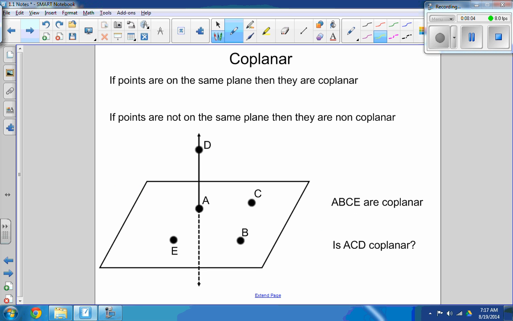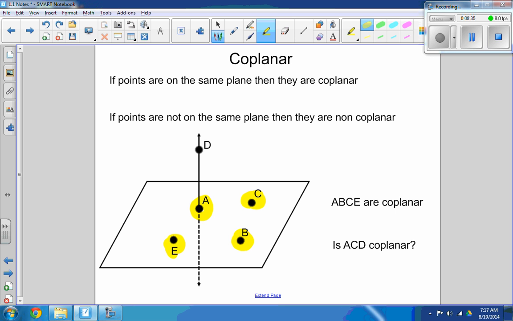Coplanar, if points are on the same plane, they are coplanar. Just like collinear, points are on the same line. Collinear, same plane, coplanar. If points are not on the same plane, they are non-coplanar. So here we've got A, B, C, and E are coplanar. D is not on the plane.